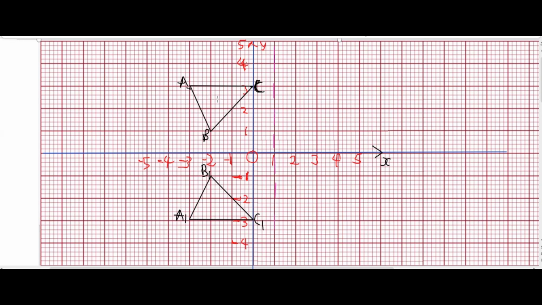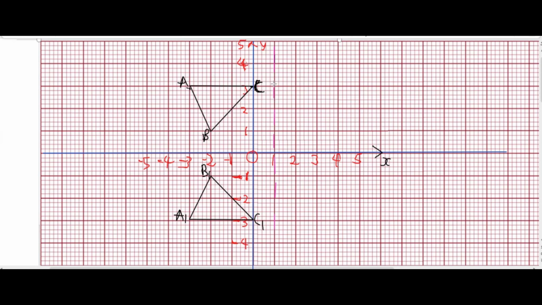So since we need to reflect triangle ABC on this line, we just check for A. If you look at this line, it is a vertical one. So that means the whole of this object, to get its image, since it is a reflection, will jump to the other side. Since this object is to the left of the mirror line, it jumps to the right.